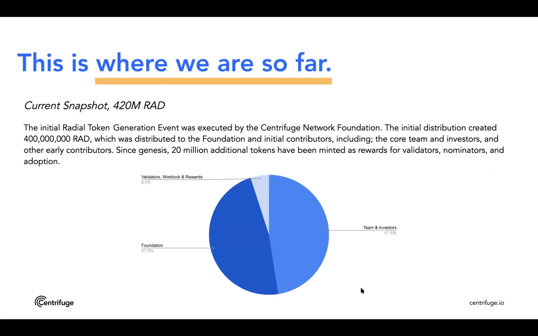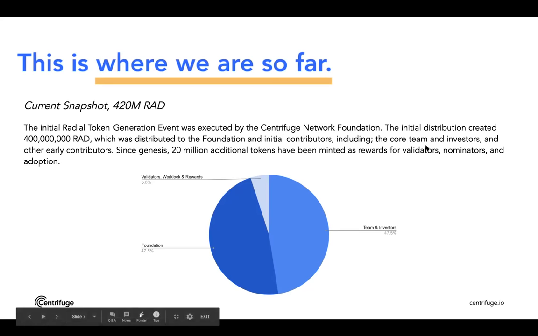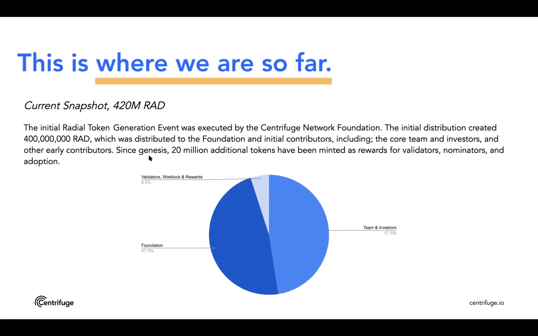Here's a current snapshot of the token distribution. The token generation event was executed by the Centrifuge Network Foundation, which created roughly 400 million RAD, distributed to the foundation, initial contributors, including the team, investors, and other early contributors. And since that genesis, roughly 20 million additional tokens have been minted as rewards for validators, nominators, as well as for adoption. So that's things like grants to early contributors, as well as these Tinlake liquidity rewards.